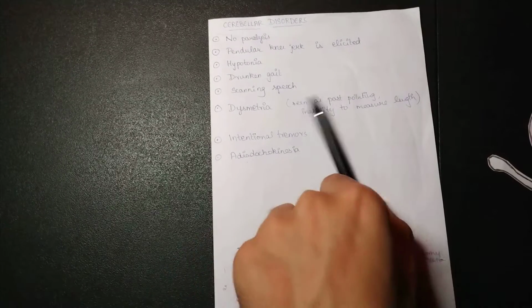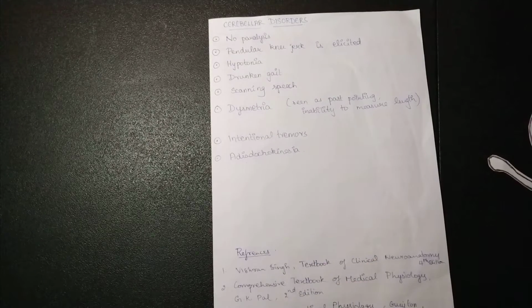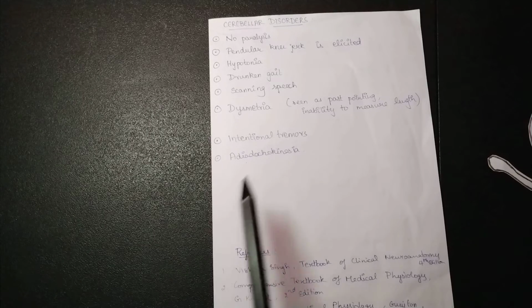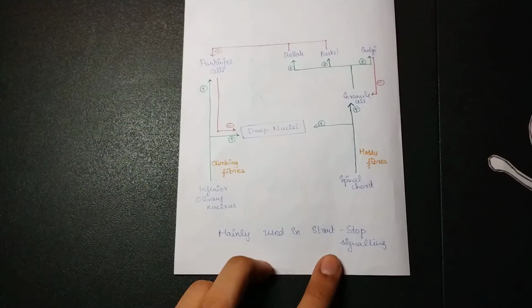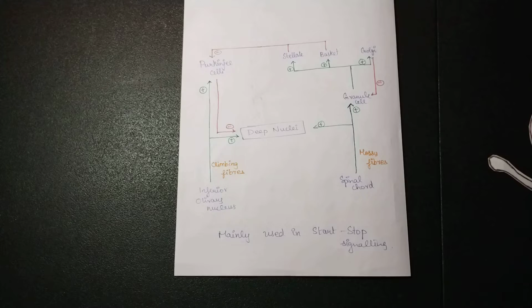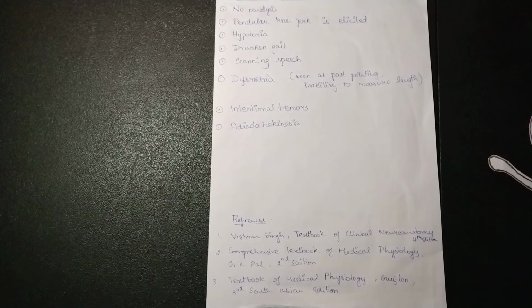There's no resting tremor. And then we have adiadochokinesia, that is, alternate movements such as supination and pronation are not possible. This is mainly because of start stop signaling failure. Normal patients have diadochokinesia, but because there is a lesion in the cerebellum, there is dysdiadochokinesia or adiadochokinesia. So thank you guys.